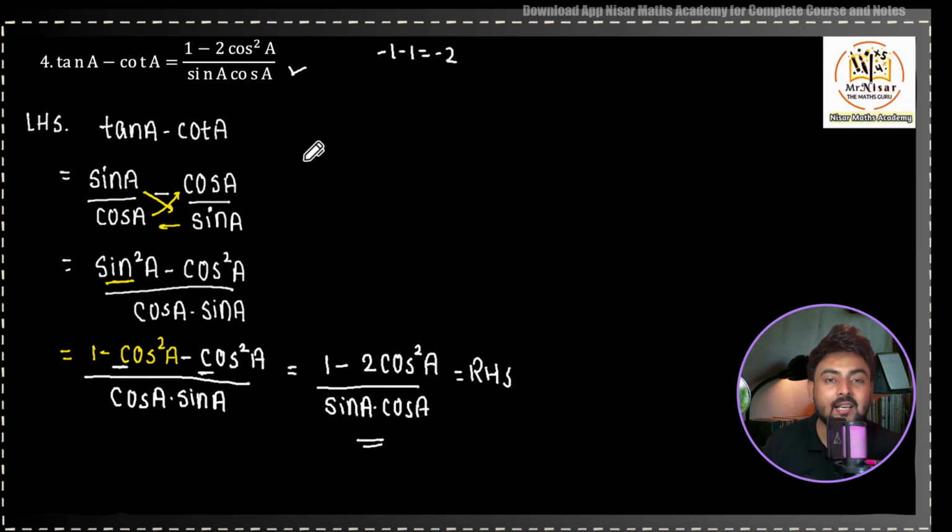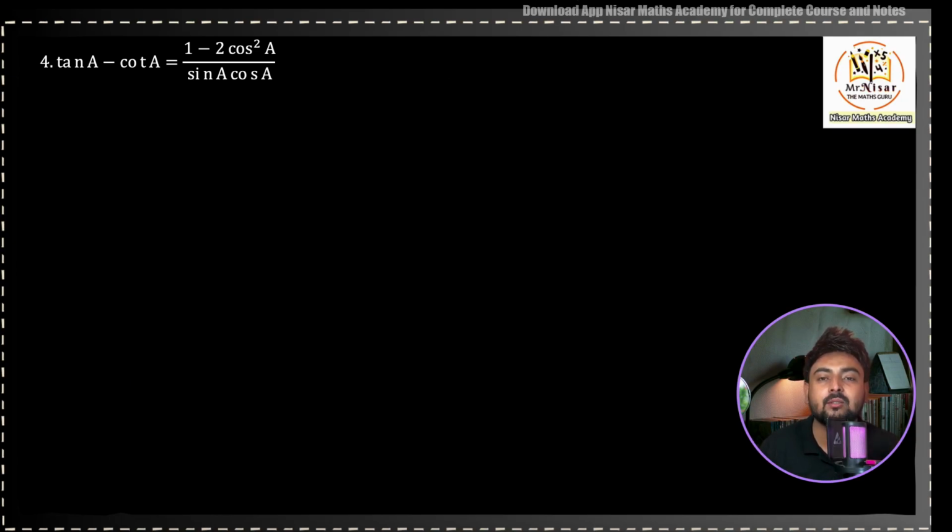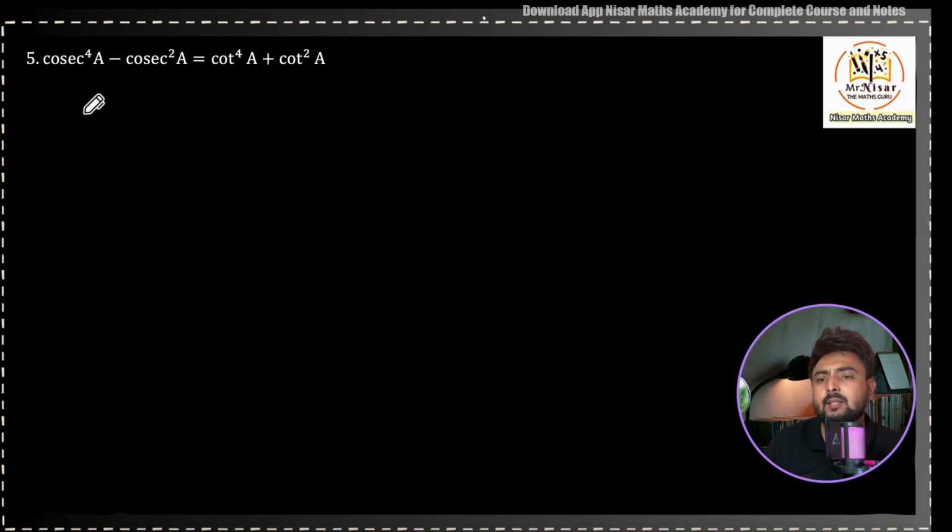What was this question again? This question was the conversion of a trigonometric identity into sin and cos. Without wasting time, let's move ahead to the next question. Yes, the next question is on the screen. The question is cosec to the power 4 a minus cosec square a. In the left hand side cosec is given, in the right hand side cot is given. So I'll take the left hand side: cosec to the power 4 a minus cosec square a. This is given in the question.